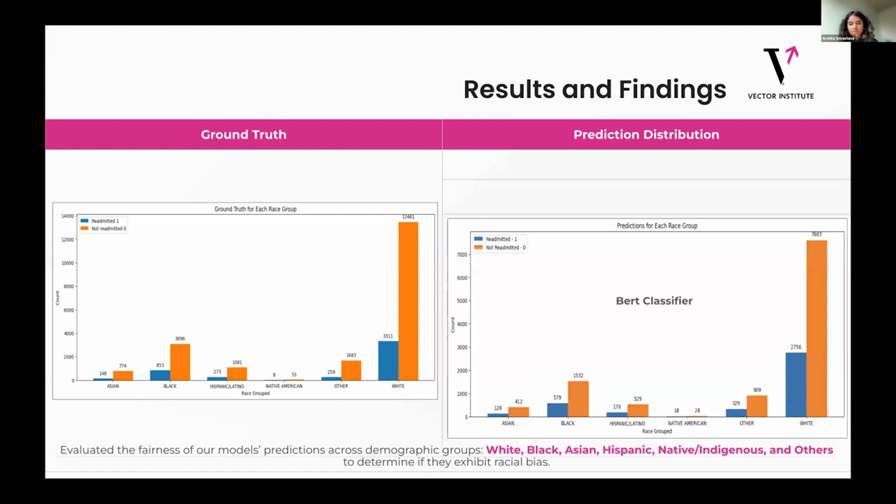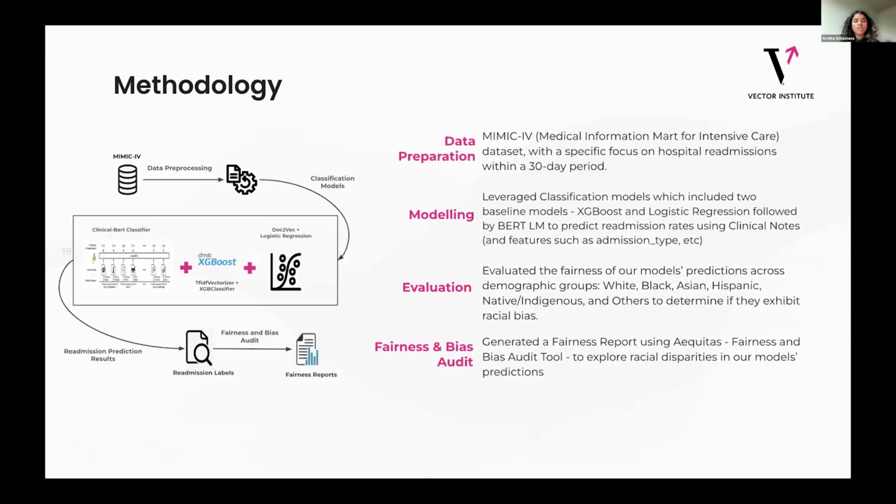And then moving on to the BERT classifier, this does a better job at predicting whether the patient was readmitted or not. However, across all the different demographic groups, the accuracy of this model still seems to be pretty low in comparison to the baseline models. Now, moving on, once we were done with evaluating the fairness of our model's predictions, we decided to perform a fairness and bias audit on our predictions.